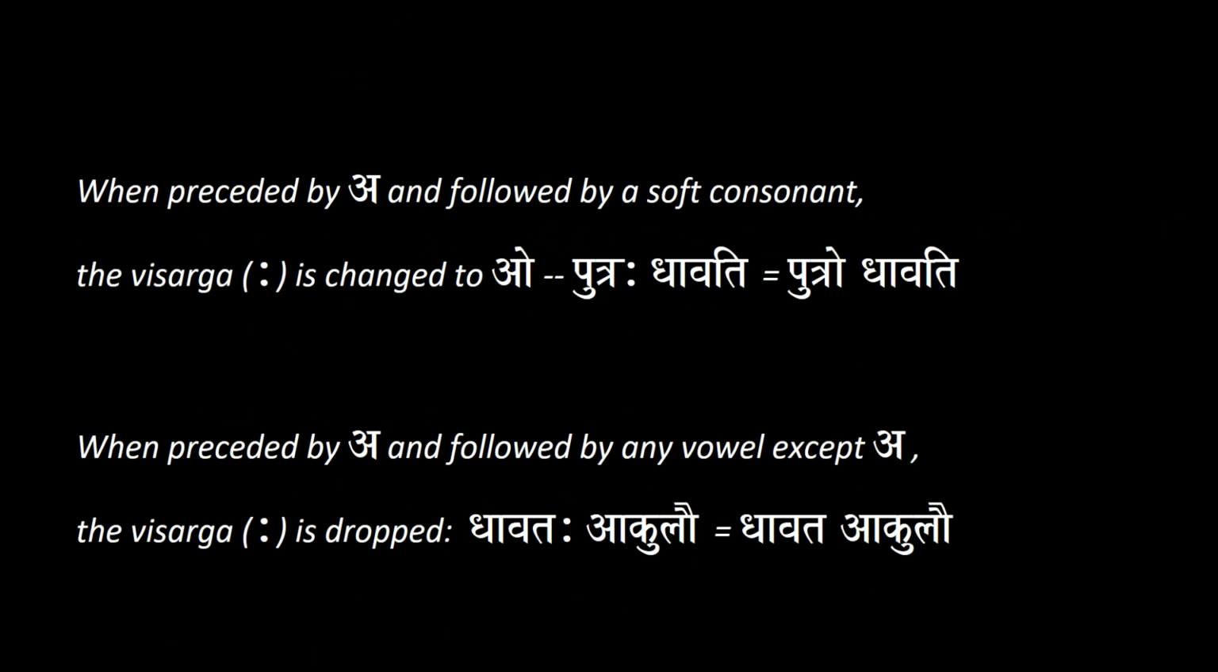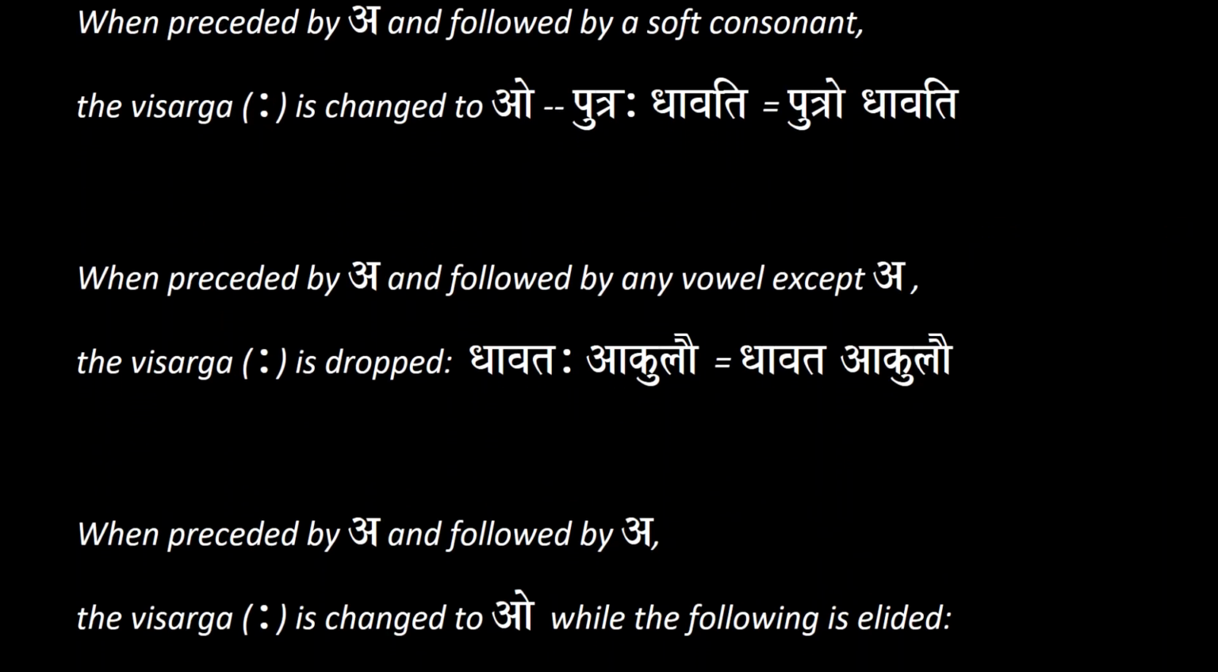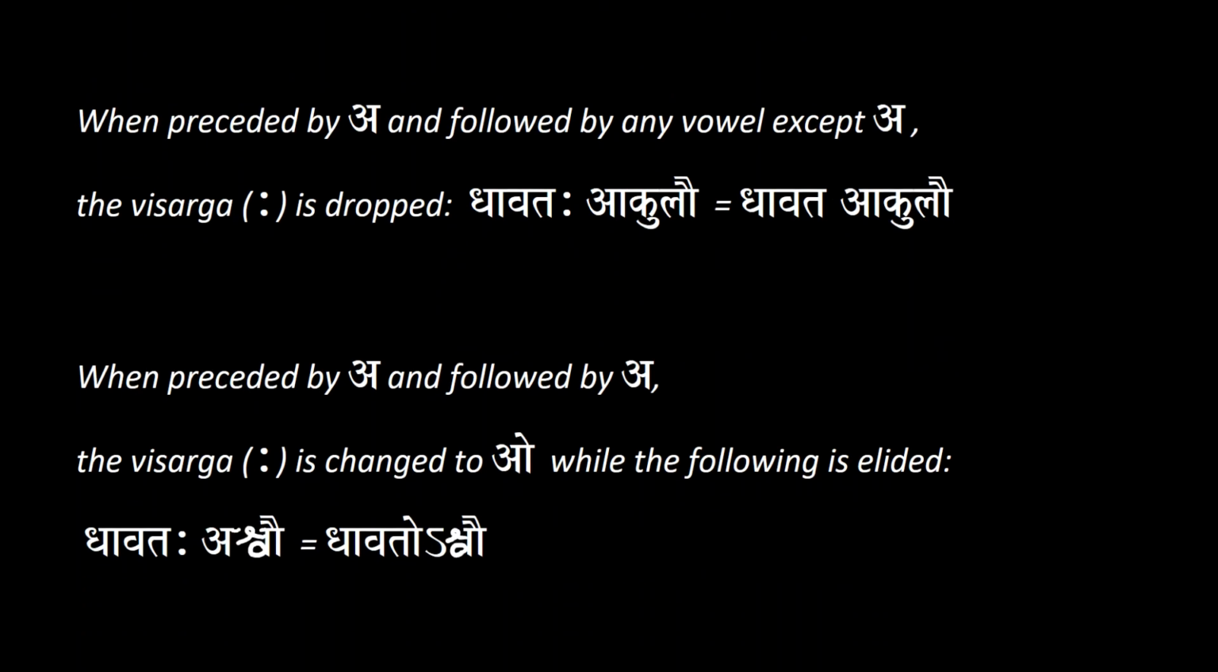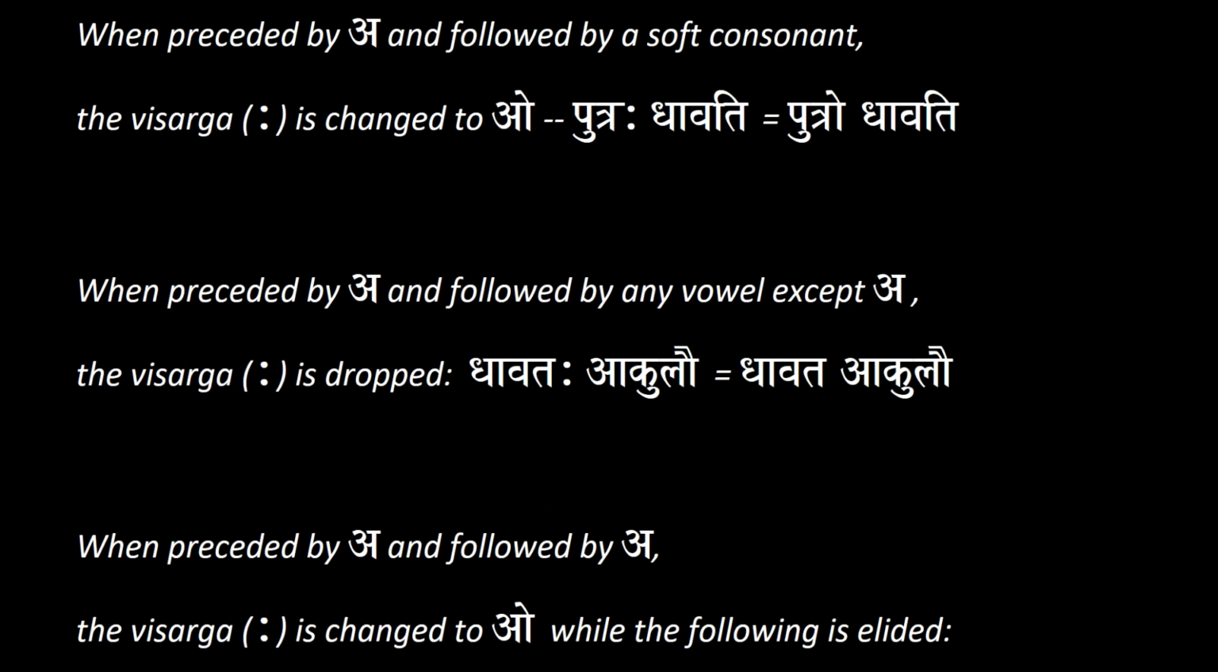Now we're going to take a look at what will happen to that Visarga when it is preceded by an A. Now there are three different conditions as to what is going to happen to that Visarga when it is preceded by an A. And that all depends upon whether it is followed by a soft consonant, whether it is followed by an A as well, or when it is followed by another vowel except A. So there's three conditions as to when it is preceded by an A.